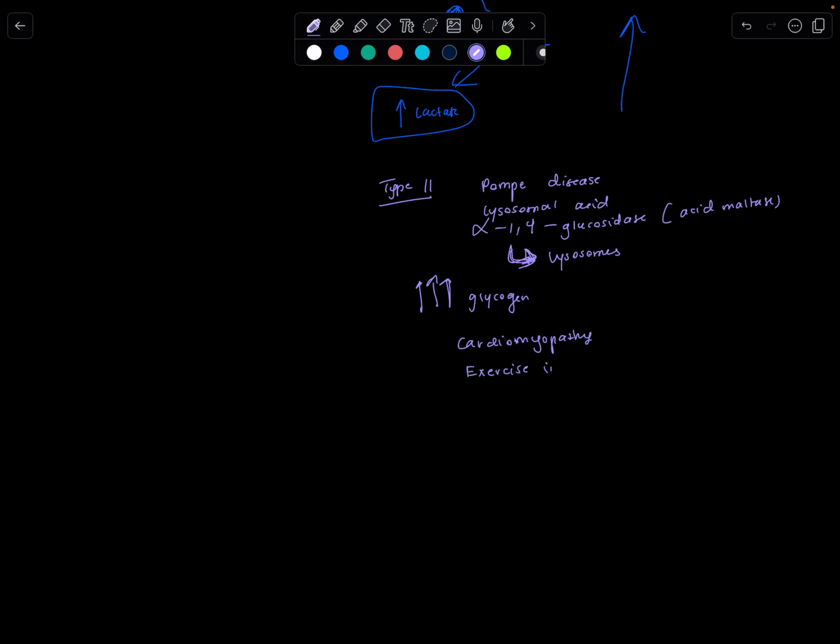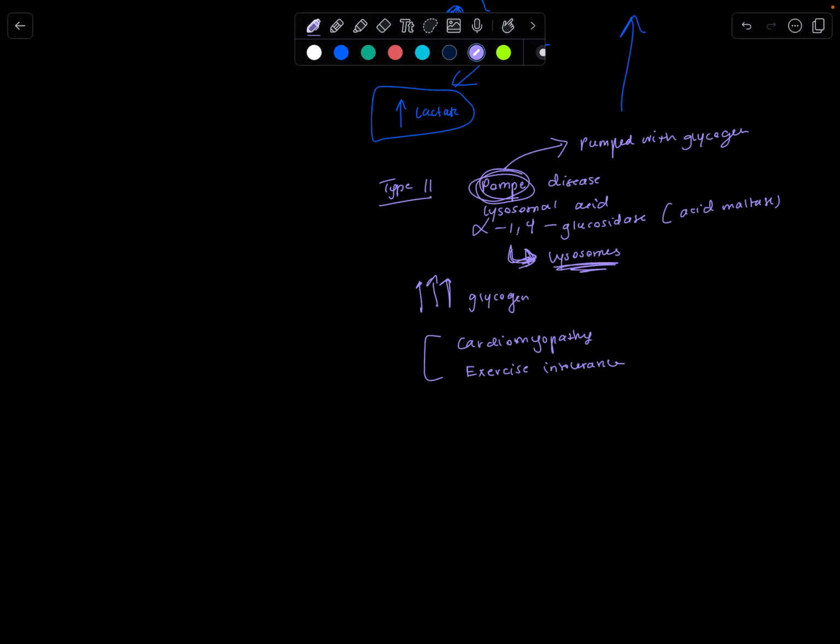and exercise intolerance. Well, these are the main ones that you should know. And the way that I like to remember this one is that I imagine that we are pumping a bunch of glycogen into the lysosomes. Obviously, that's not what's happening here, but the lysosomes are getting pumped up with this glycogen and it's not coming out. So I just think of lysosomes pumped with glycogen. So you know that the lysosomes are involved.